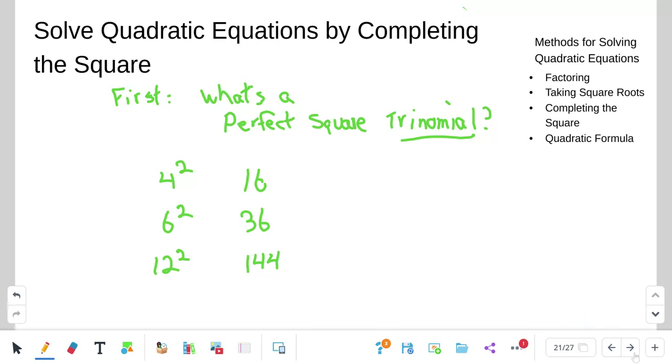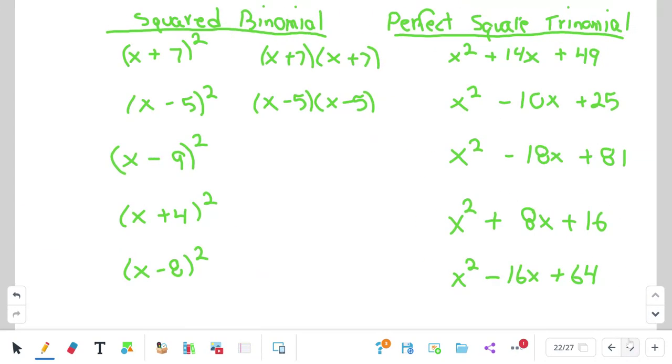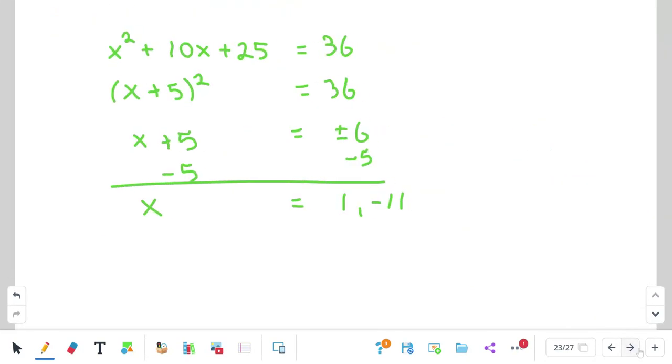So that's completing the square. Again, to do that, you need to be able to have the skill of being able to go from a perfect square trinomial back to a squared binomial. Once you can do that, then you'll take the perfect square trinomial, factor it down to a squared binomial, and then you'll solve it just like we did back when we were solving quadratics by taking square roots. Okay, that's going to do it.